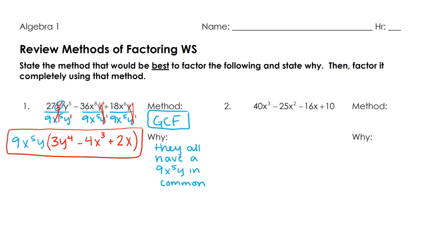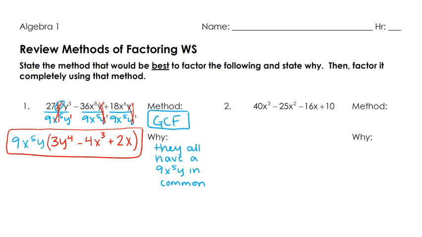So that would be number one. Looking at number two, if we follow that flow chart, again, step one, always look for a GCF. So on number two, 40, 25, 16, and 10 share nothing in common as a number. Remember, 1 is not really going to help us, so I'm not going to factor out a 1 unless I have to. And then they share no variables in common.